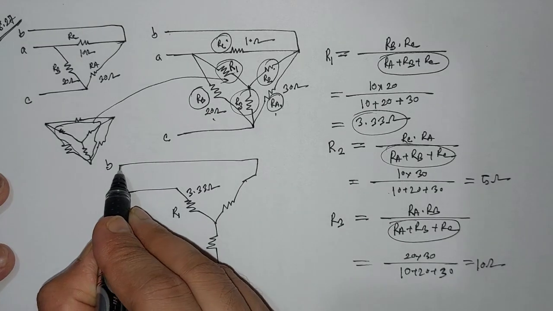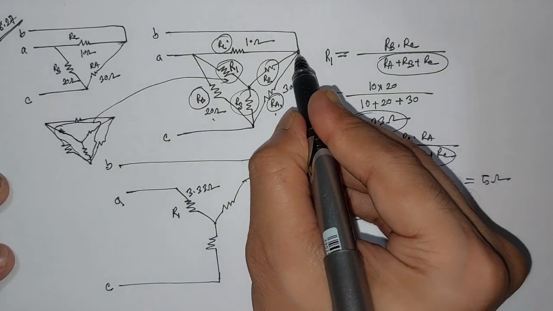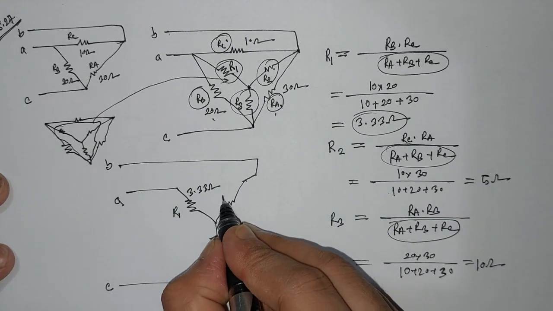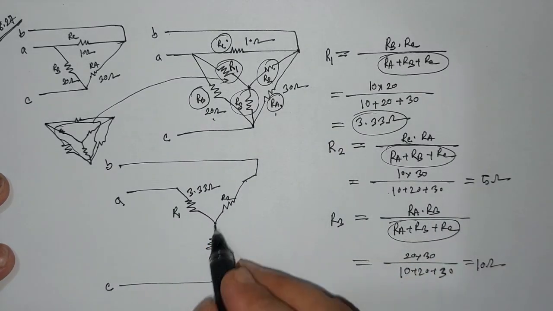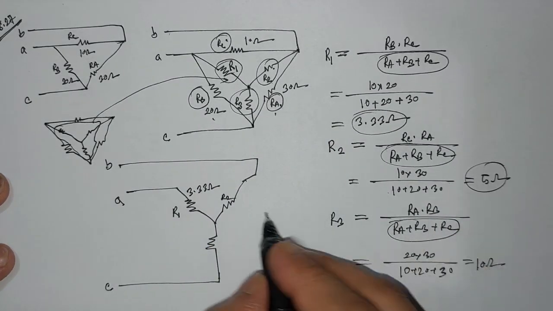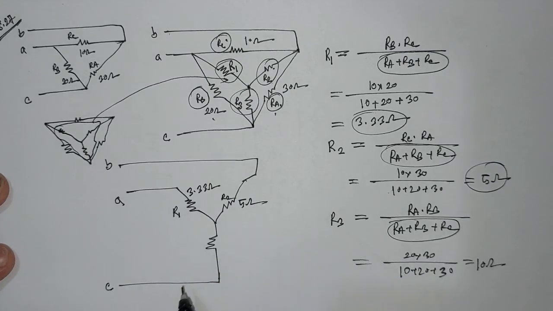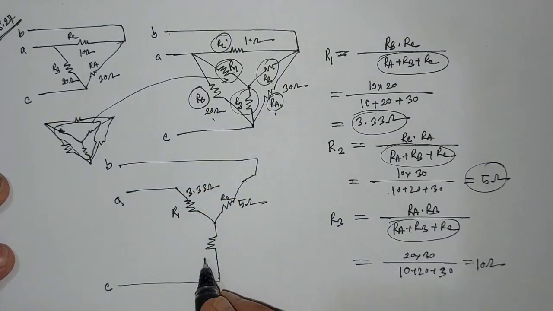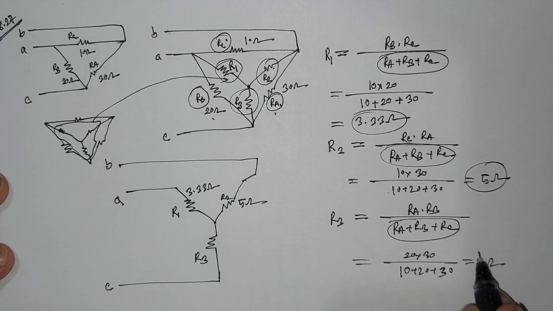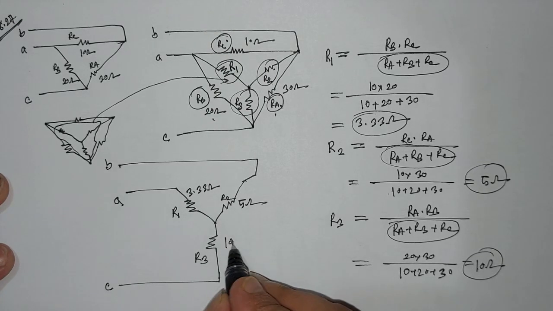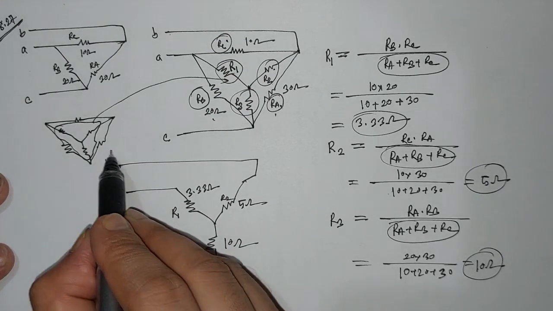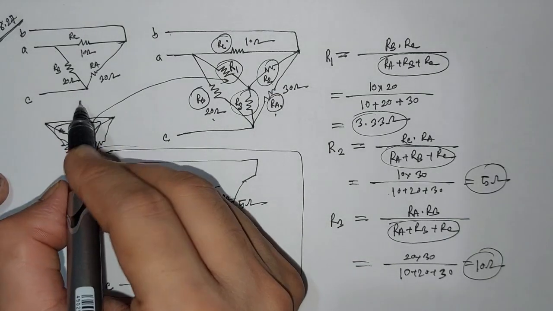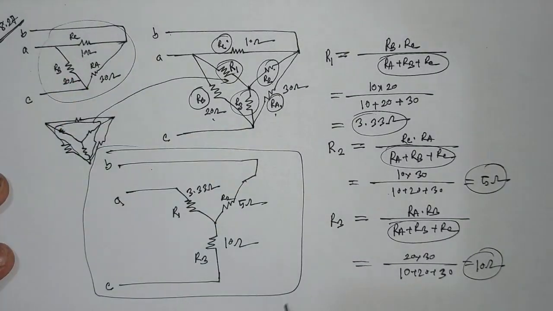And with terminal B, we have denoted it as R2. The value of R2 will be 5 ohm. And with terminal C, it is R3, which will be equal to 10 ohm. So this is the equivalent Y circuit of this delta circuit.